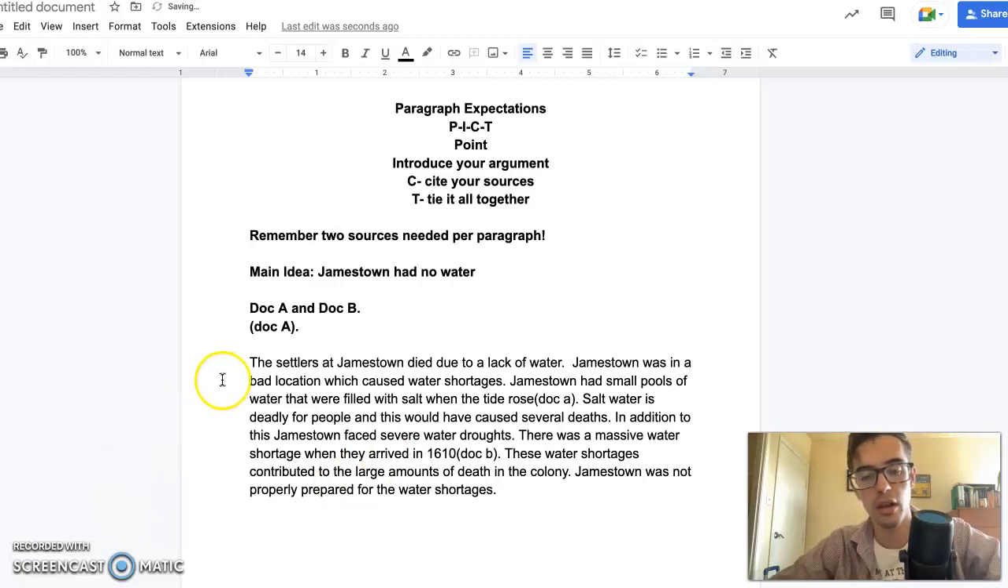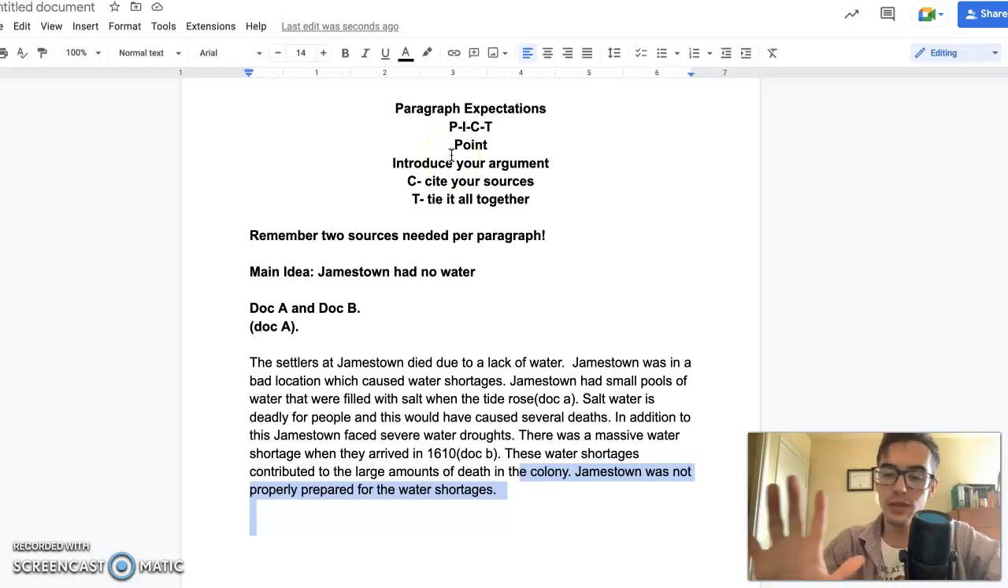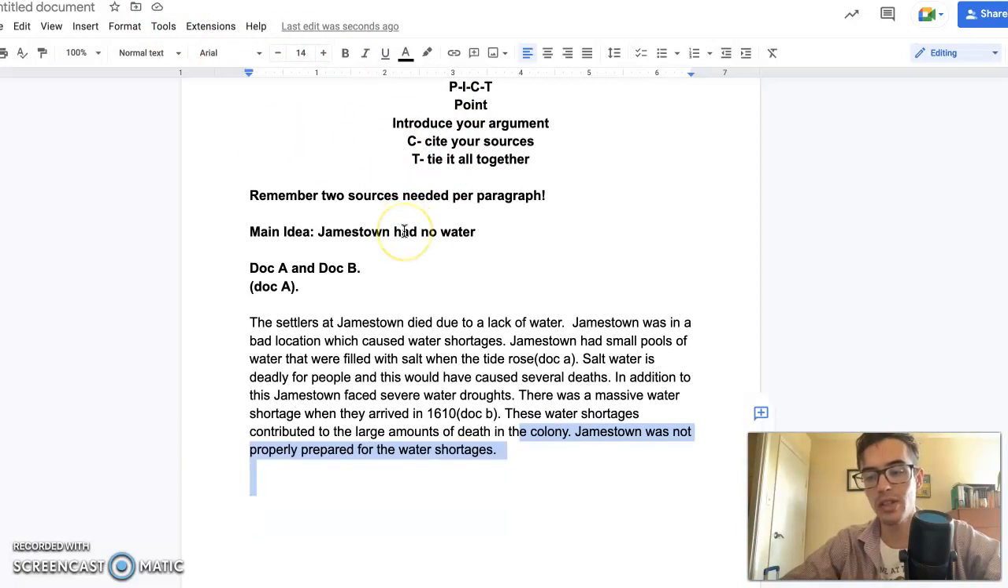Okay, so again, you start with a point, introduce your argument, cite your sources here, and then tie it all together. So if you follow this checklist, you've already got 4 of your 5 sentences written, and then when you introduce the second piece of evidence, that's 5 sentences right there. So this should take you almost none of the time to write. If you have any questions, let me know. Otherwise, good luck.